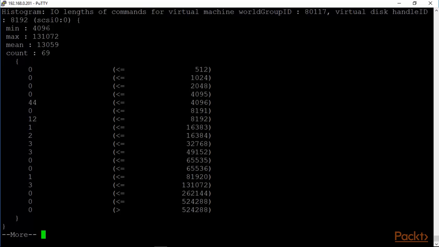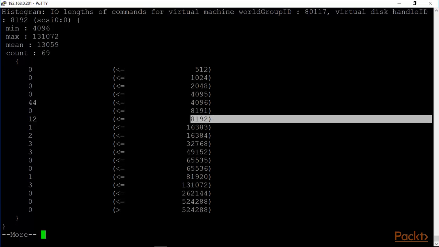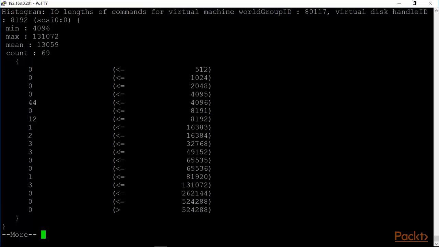So you can see that the minimum IO length was 4096. The maximum IO length was quite large, and there was a mean and 69 IOs that were completed in this length of time that this data is being collected. Now, in terms of a histogram, the way to look at it is this. So how many instances? Well, 44 instances of less than and equal to 4096, 12 instances of 8192, which is good, and then 2 instances and 1 instance and 3 instances. So there were very few IO length of commands that were extremely high.